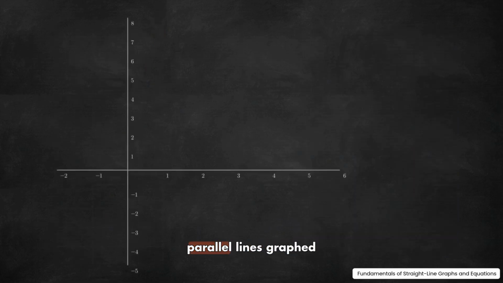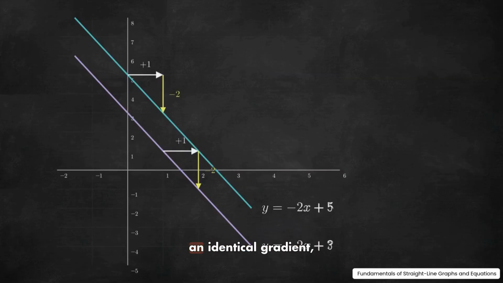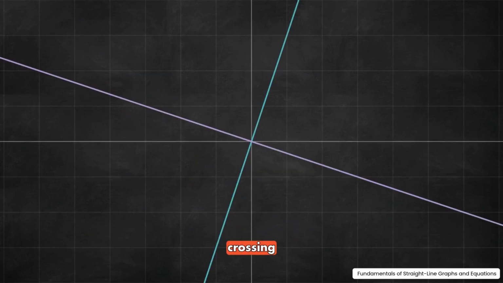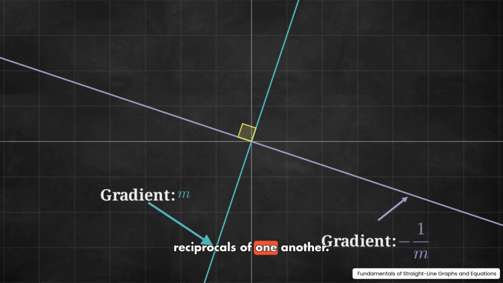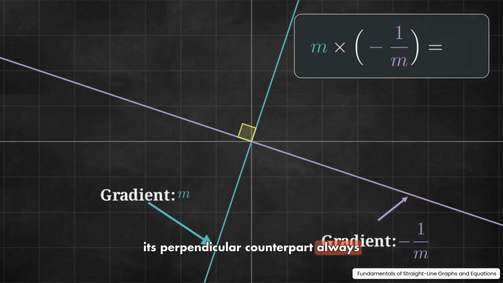This chart shows 2 parallel lines graphed side by side. If 2 lines are completely parallel, they climb or fall at the exact same rate. This means they share an identical gradient, like the -2 seen in both of these equations. When lines are perpendicular, crossing at exactly 90 degrees, their gradients are negative reciprocals of one another. The product of a gradient and its perpendicular counterpart always equals -1.